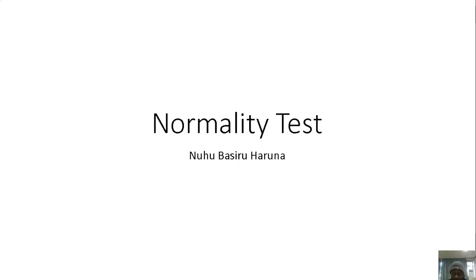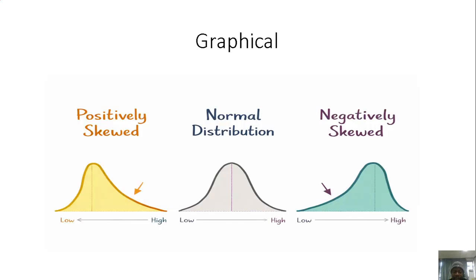In two ways. We can use the graphical way, using our eyes to observe whether it has outliers or not. And we can also use statistical evidence. So let me explain when we use the graphical approach. We use a histogram and then we check if the data is normally distributed.